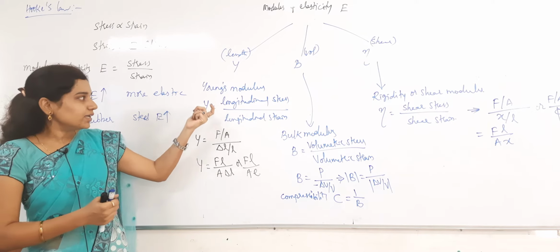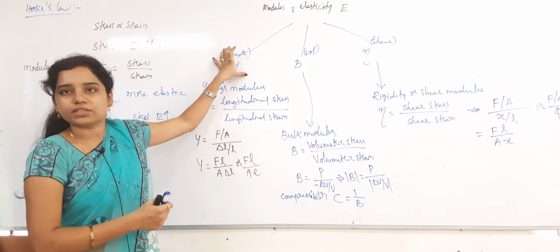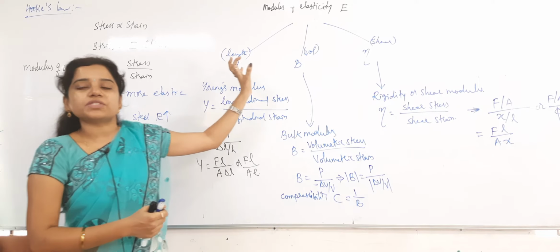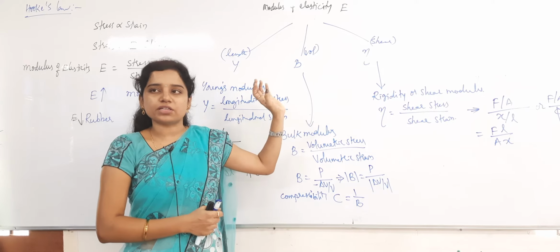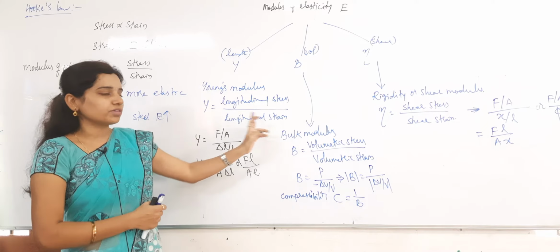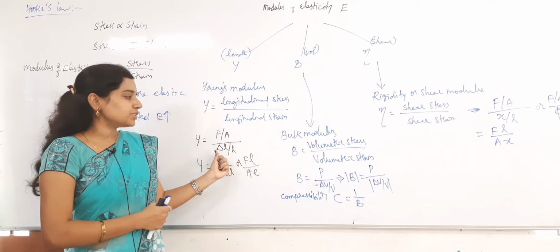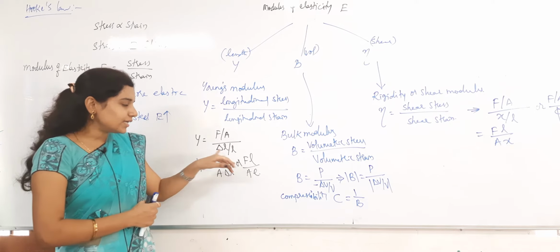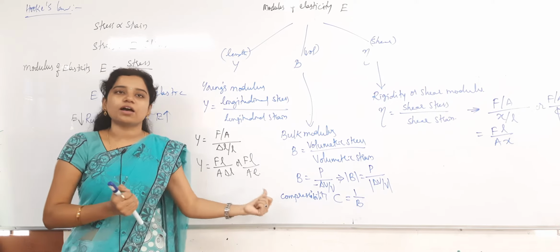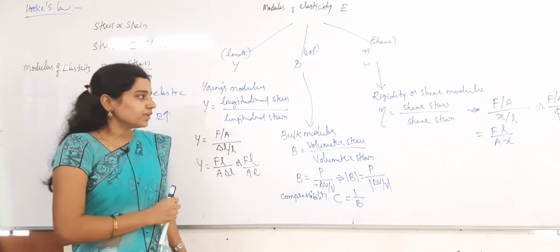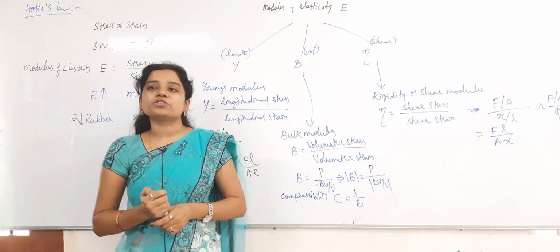Young's modulus is about the length. Length means longitudinal stress and longitudinal strain, so Young's modulus is longitudinal stress by longitudinal strain. The stress formula is force by area. The strain formula is delta L by L, and this delta L is also known as the elongation or extension. Anything is the same.